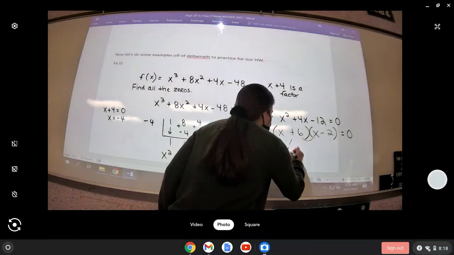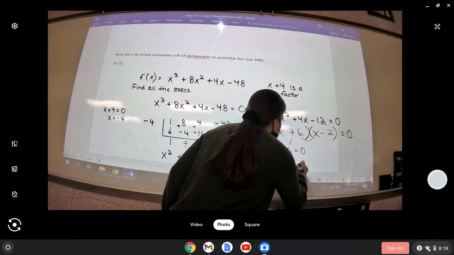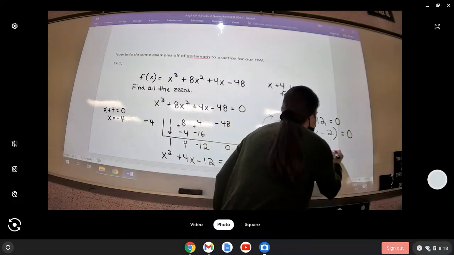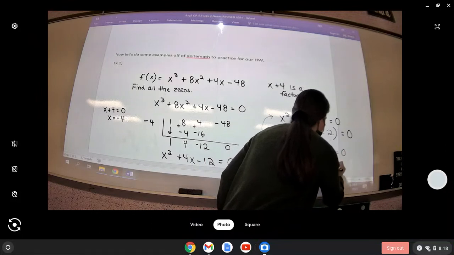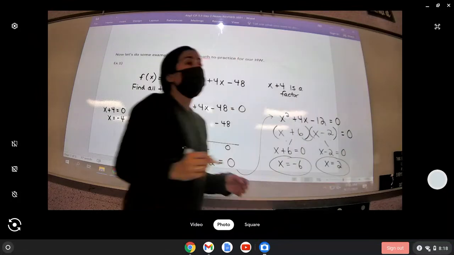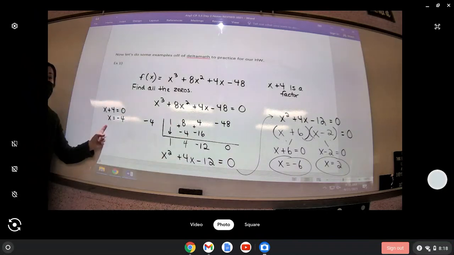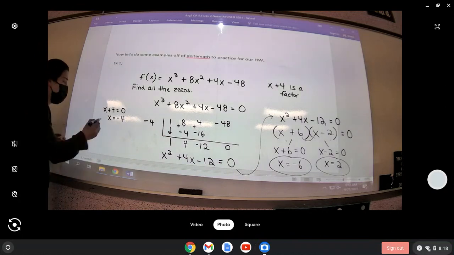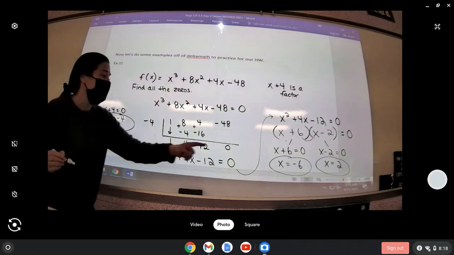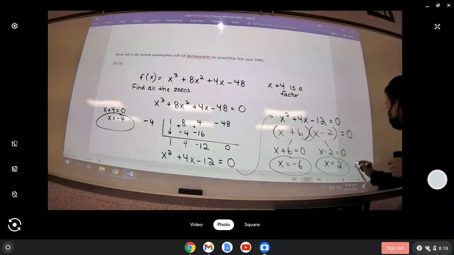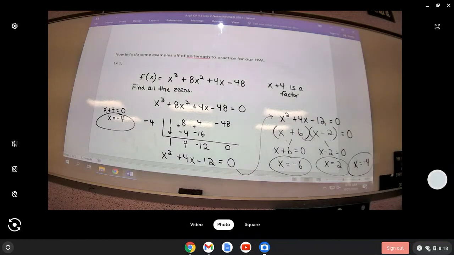So what does x need to be here? X needs to be negative 6. Set this factor equal to 0, and x has to be 2. So guys, those are 2 answers, but this is a degree 3. There should be 3, right? Don't forget the factor they gave you becomes one of your roots. So your 3 answers are negative 4, negative 6, and 2. Maybe I'll write it over here so you don't forget. And that's what you should be typing in to Delta Math.